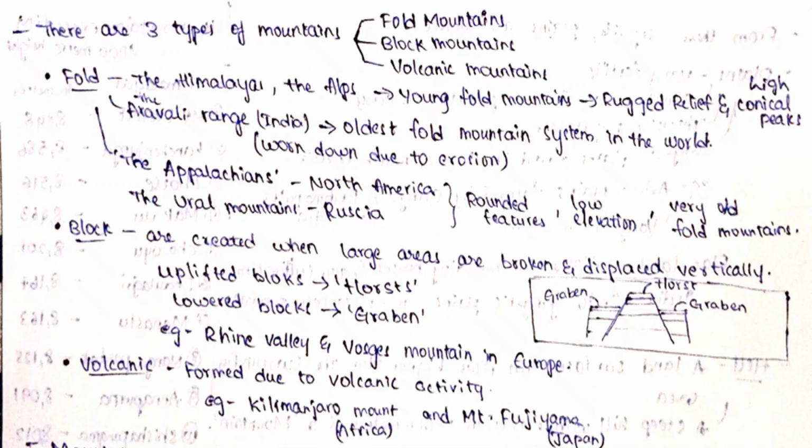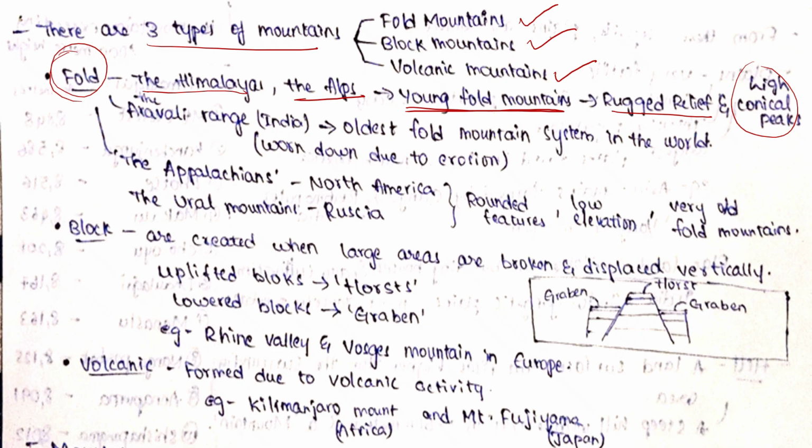Now let's go more deep into the mountains. There are three types of mountains, which are fold mountains, block mountains and volcanic mountains. The examples of fold mountains are the Himalayas and the Alps. These are called young fold mountains. These mountains have rugged relief and high conical peaks. These are the features of fold mountains, in which their relief is rugged and uneven, and the peaks of these mountains are conical in shape.